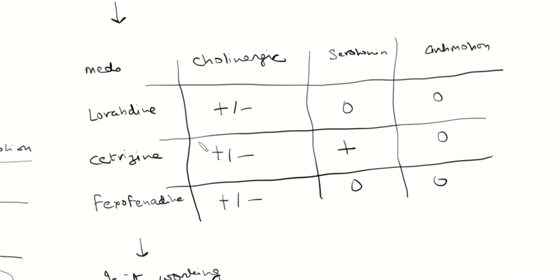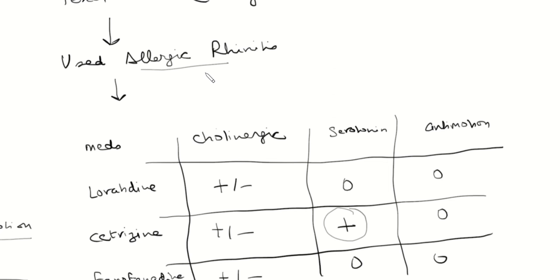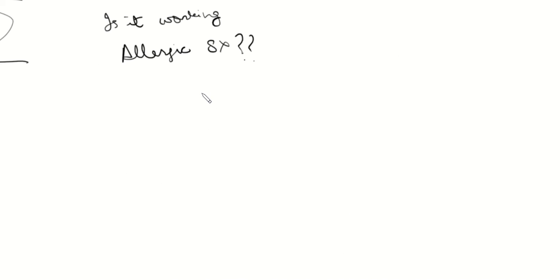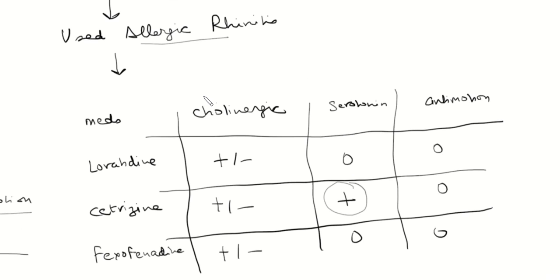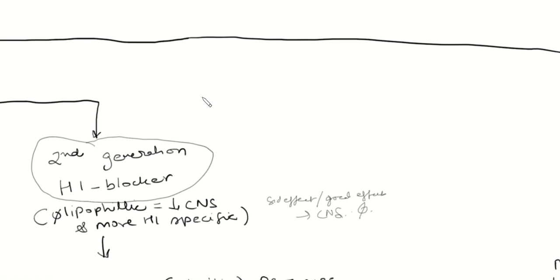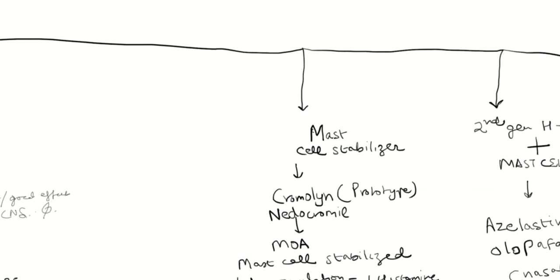Same table. As you can see, all the other effects are hit or miss. Cetirizine makes you a bit more sedated, but the other symptoms are plus or minus. How do you know it's working? Well, we give it for allergic rhinitis. If symptoms are better, it's working, right? That's it. Easy peasy, right? Okay. Now, let's spend some more time on the next drug, which is the mast cell stabilizer.